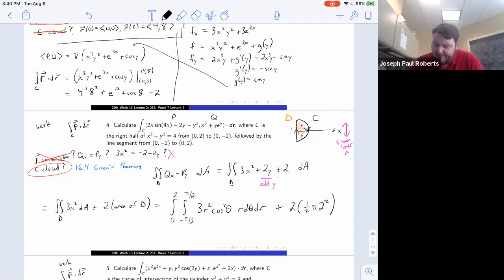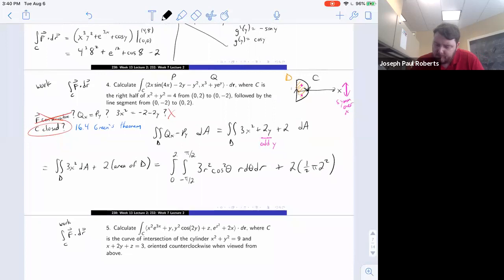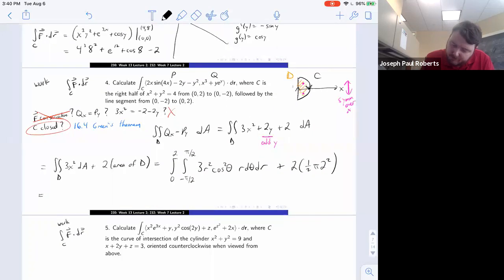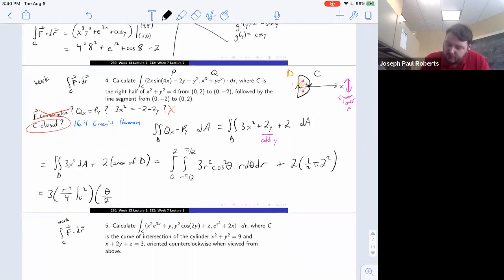And from there, I guess, what do we get? Well, 3 times r to the 4th over 4 between 0 and 2. Once you use your half angle formula, which we've done several times, your antiderivative of cosine squared theta is theta over 2 plus sine of 2 theta over 4. And you evaluate that between minus pi over 2 and pi over 2, and then I get plus 4 pi.